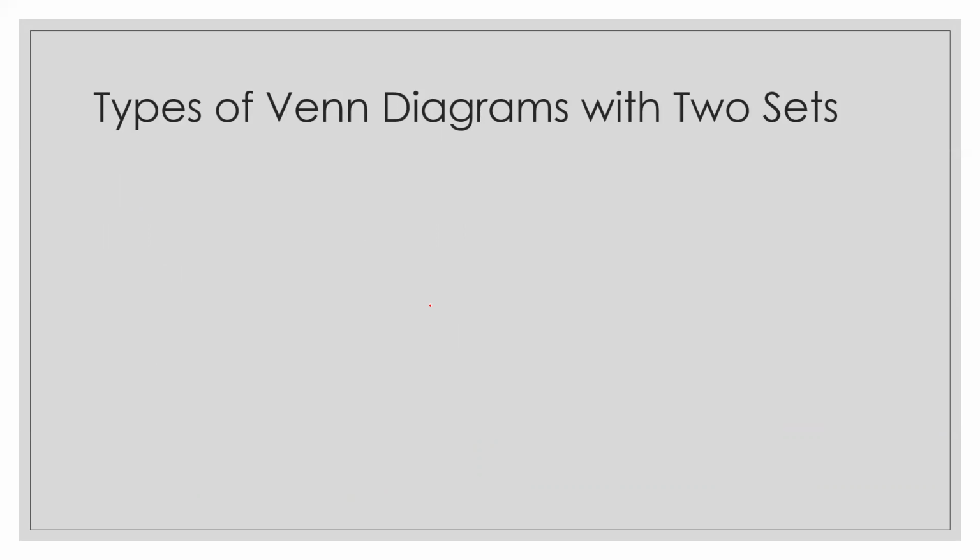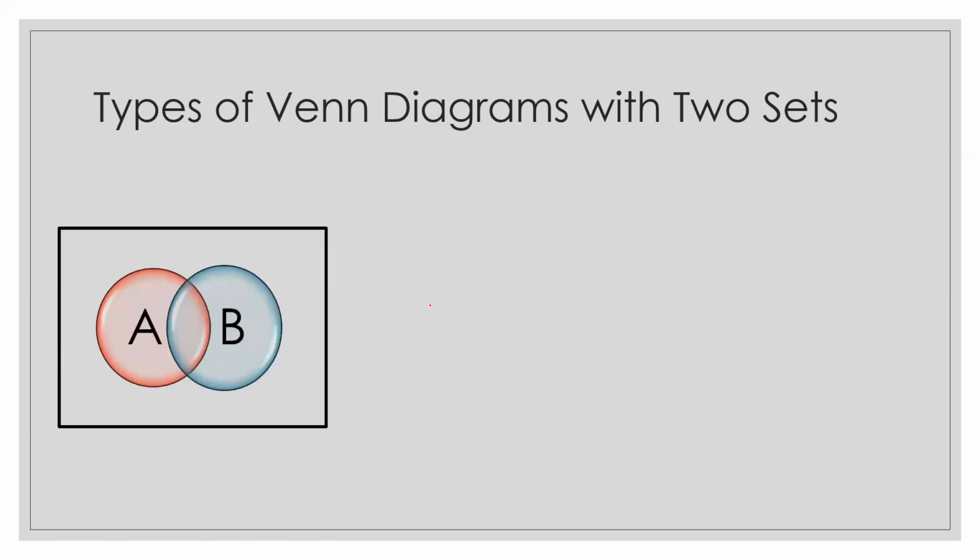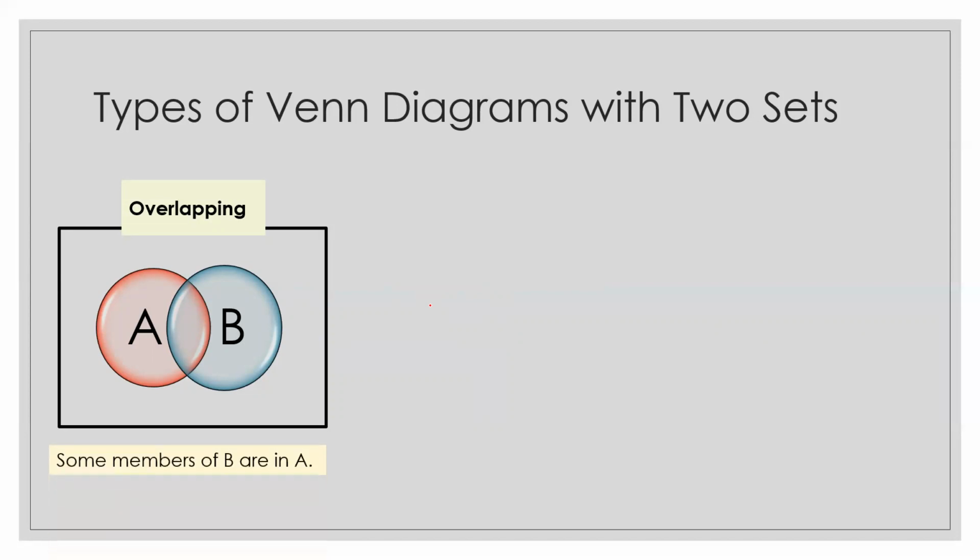Now, let's remind ourselves of the types of Venn diagrams with two sets. Remember this, right? That is what we call overlapping. In this case, we say some members of B are in A, or we would say some of A are in B, or we could say some of B are not in A.